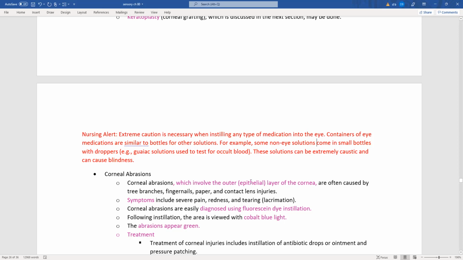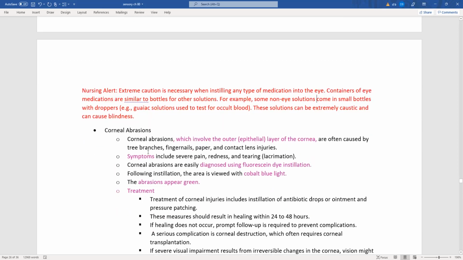So extreme caution is necessary when instilling any type of medication into the eye. Containers of the eye medications are similar to bottles for other solutions. For example, some non-eye solutions come in small bottles with droppers, like guaiac solution used to test for occult blood. Now, these solutions can be extremely caustic and can cause blindness.